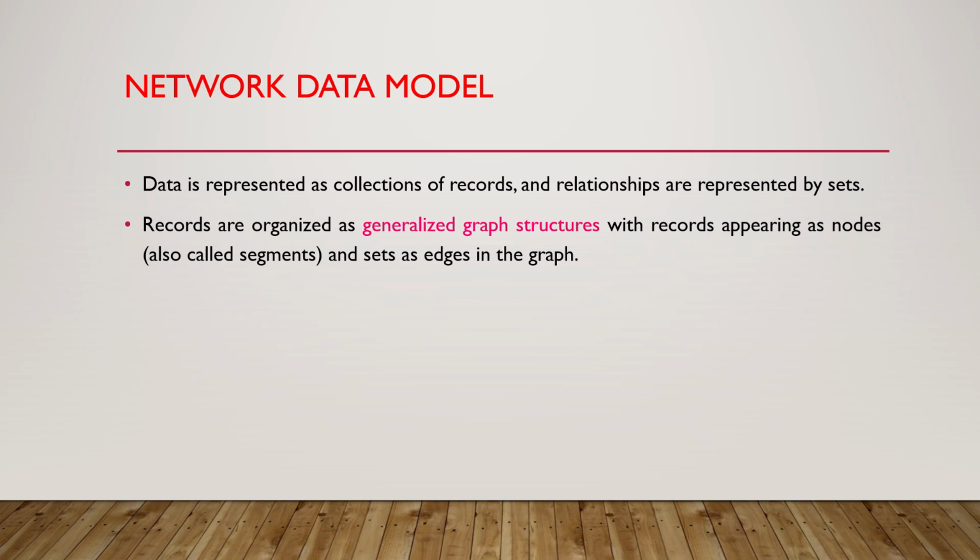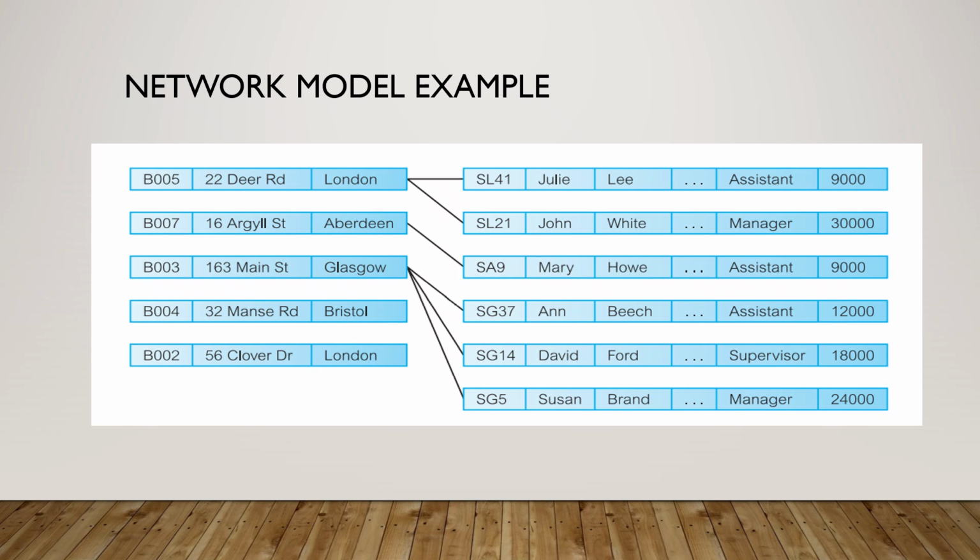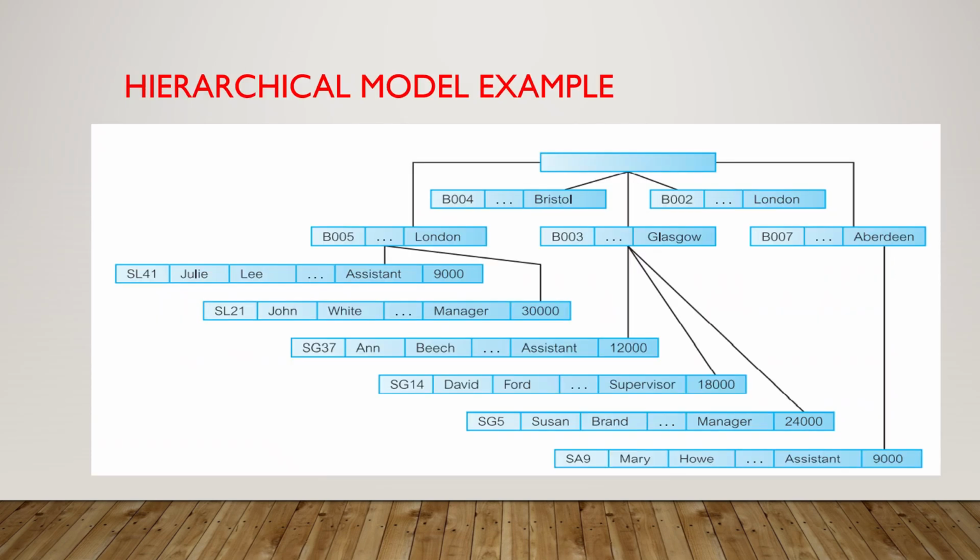Network data model. What is the network data model? It's a collection of records and relationships which can be represented by sets. We can also say records are organized in generalized graph structures, in which the records appear as nodes and the sets as edges in the graph. So it includes only nodes and edges, and that is why it is called the network data model. This is a network data model example. These records are called nodes and the connecting points are called edges, so that n number of data records can be used.